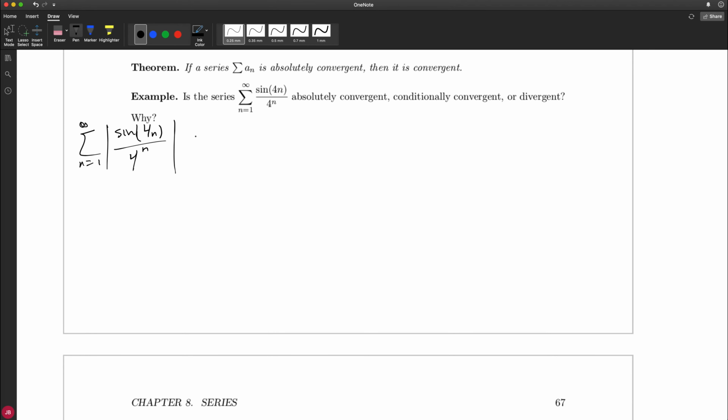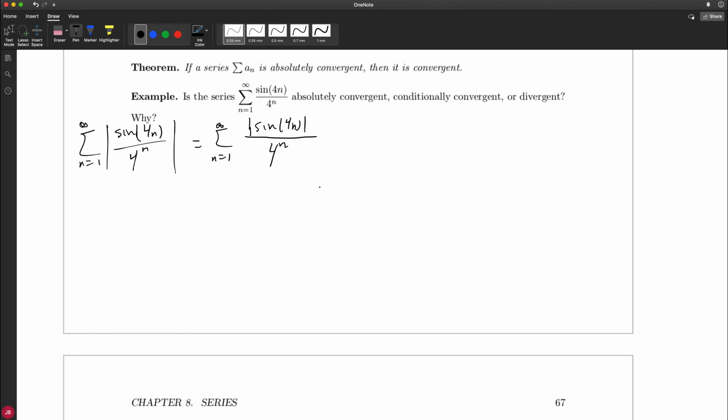Well, this is the sum n equals 1 to infinity. Property of absolute value says I can do the absolute value of the top divided by the absolute value of the bottom. But the absolute value of 4 to the n is just 4 to the n. 4 to the n is already positive, so absolute values do nothing, right? Now, sine does need the absolute value because think of sine values. As you go around the circle, you get positive and negative sine values.